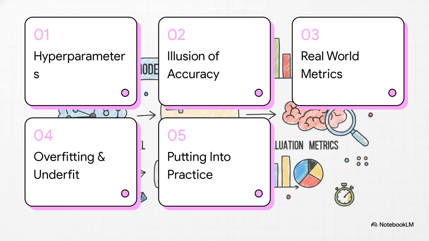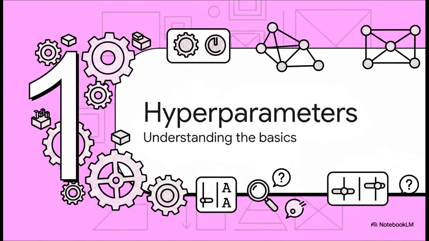So here's our roadmap for today. We'll cover 1. Understanding hyperparameters. 2. The illusion of accuracy. 3. Metrics for the real world. 4. Overfitting and underfitting. And finally, 5. Putting it into practice. Let's kick things off with Section 1, Understanding Hyperparameters.